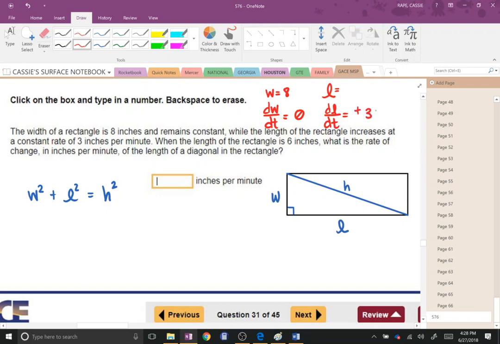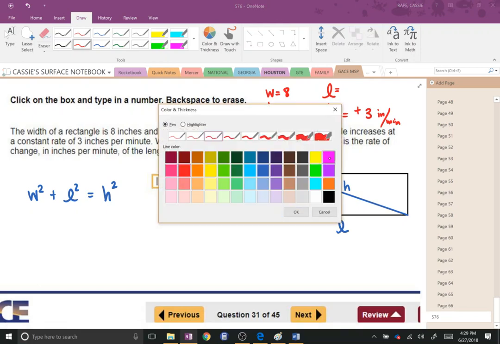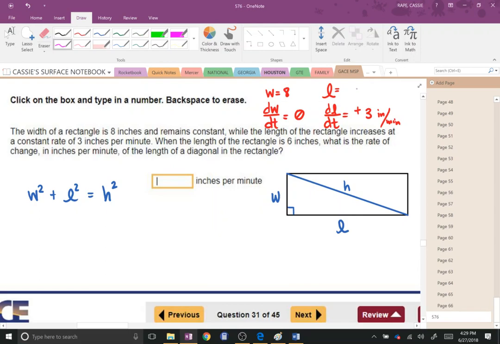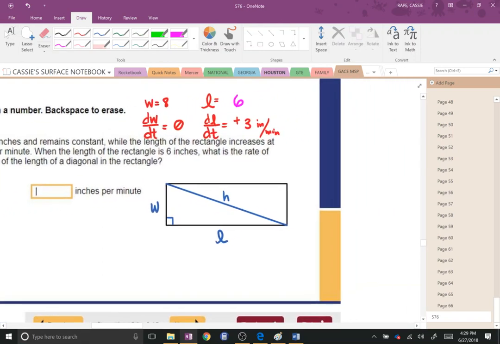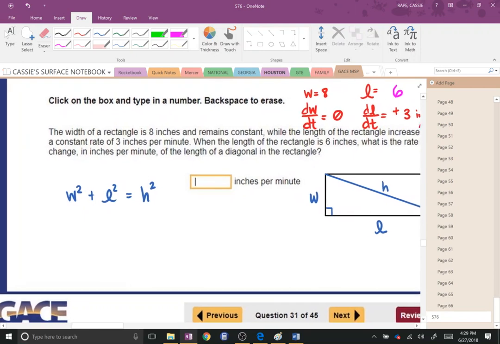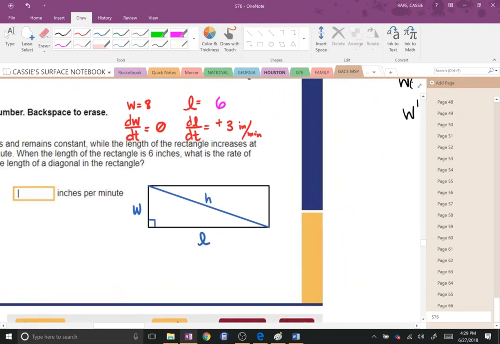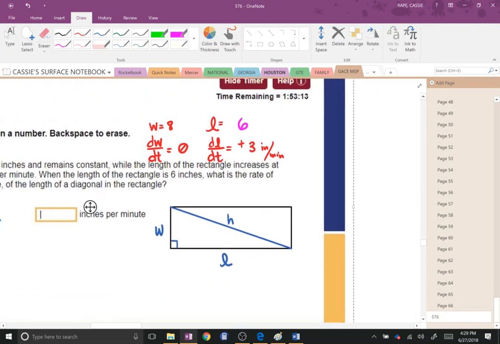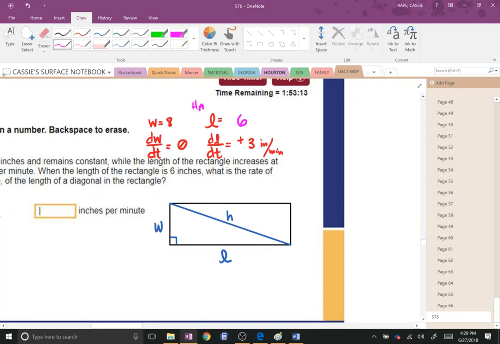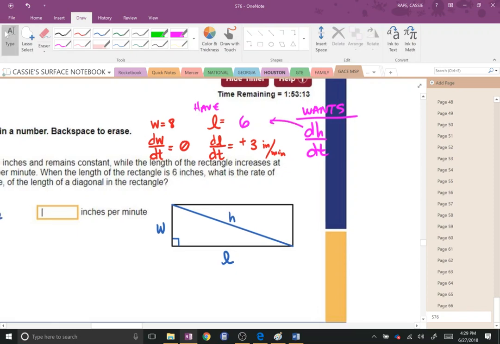3 inches per minute. And then it wants to know when the length of the rectangle is 6. So I'm just going to change the color here, 6. So when the width is 8 and the length is 6, what is the rate of change of the diagonal, which we're calling hypotenuse? So here's what you have. And what it wants is dH dt, when that.